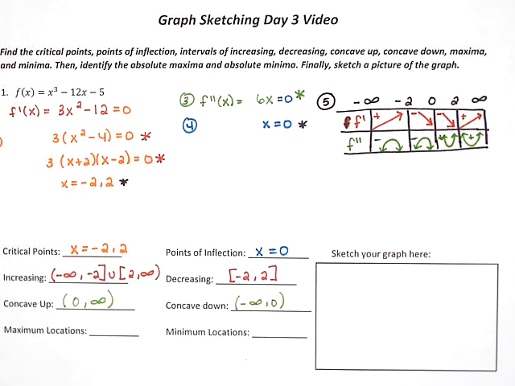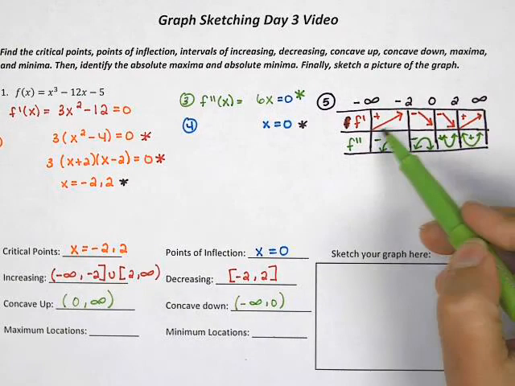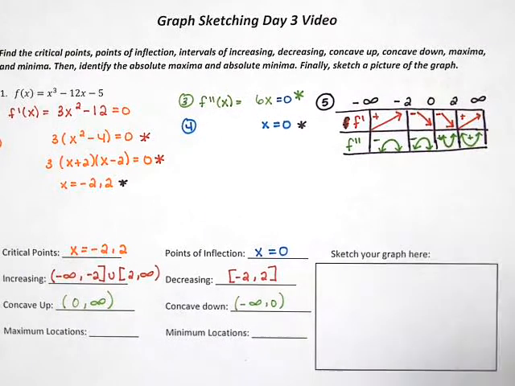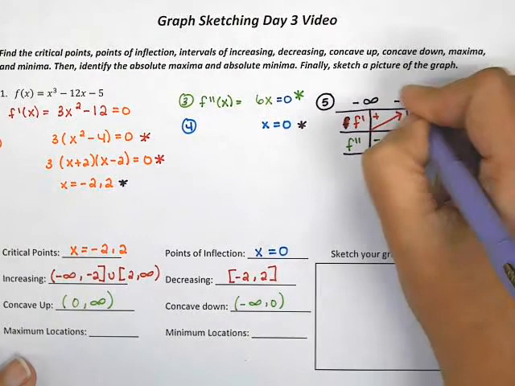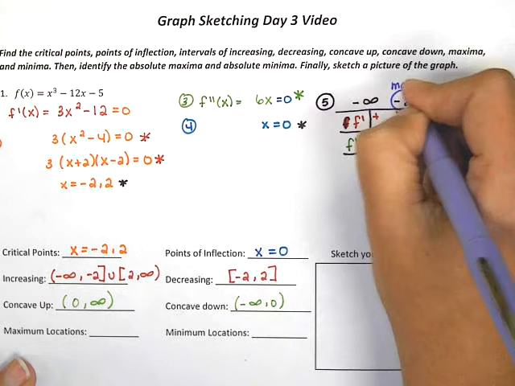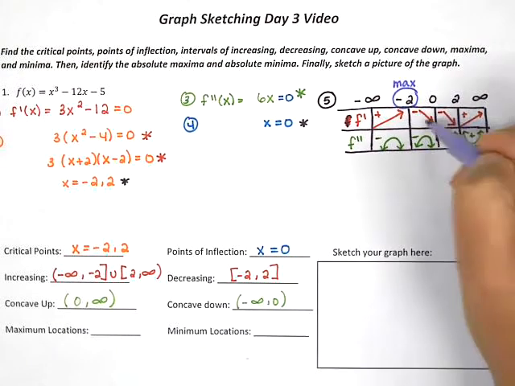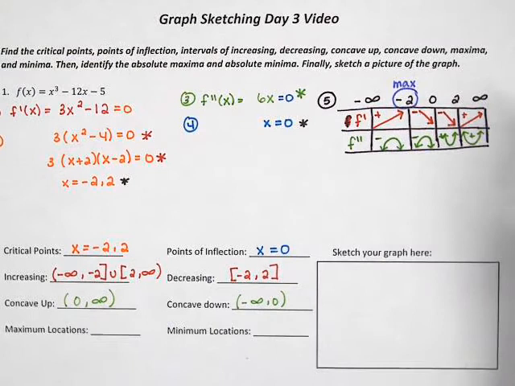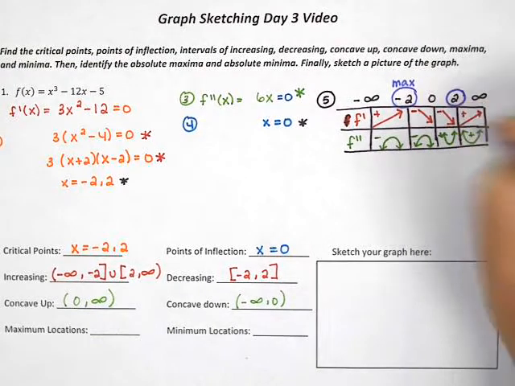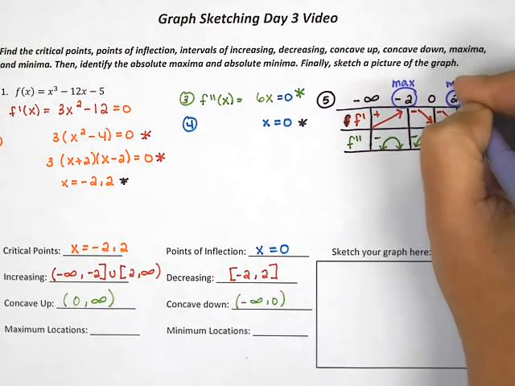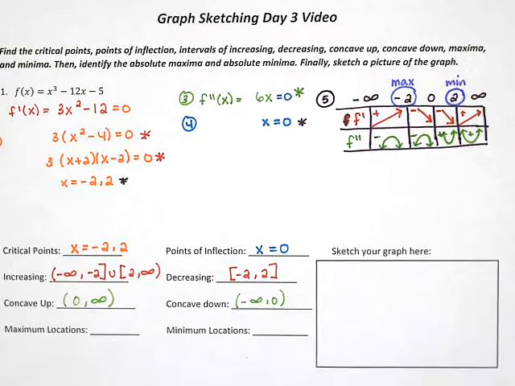Next, I'm going to list my maximums and my minimums. While I can tell this from the chart, I do think sometimes it's easier to tell this when I have a picture. From the chart, I can tell I go from uphill to downhill, so this would be a max. I don't change directions at the 0, so nothing is happening there. And I change from downhill to uphill at 2, so this would be a min. I'm going to wait and confirm that in my graph before I actually list it in my list of information.